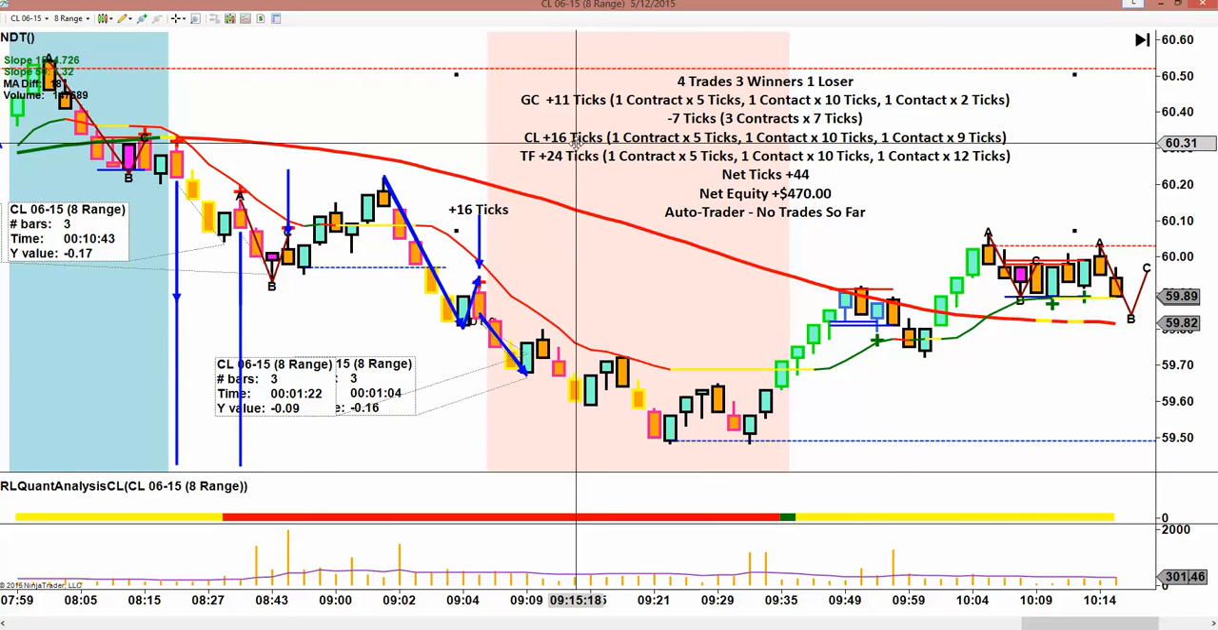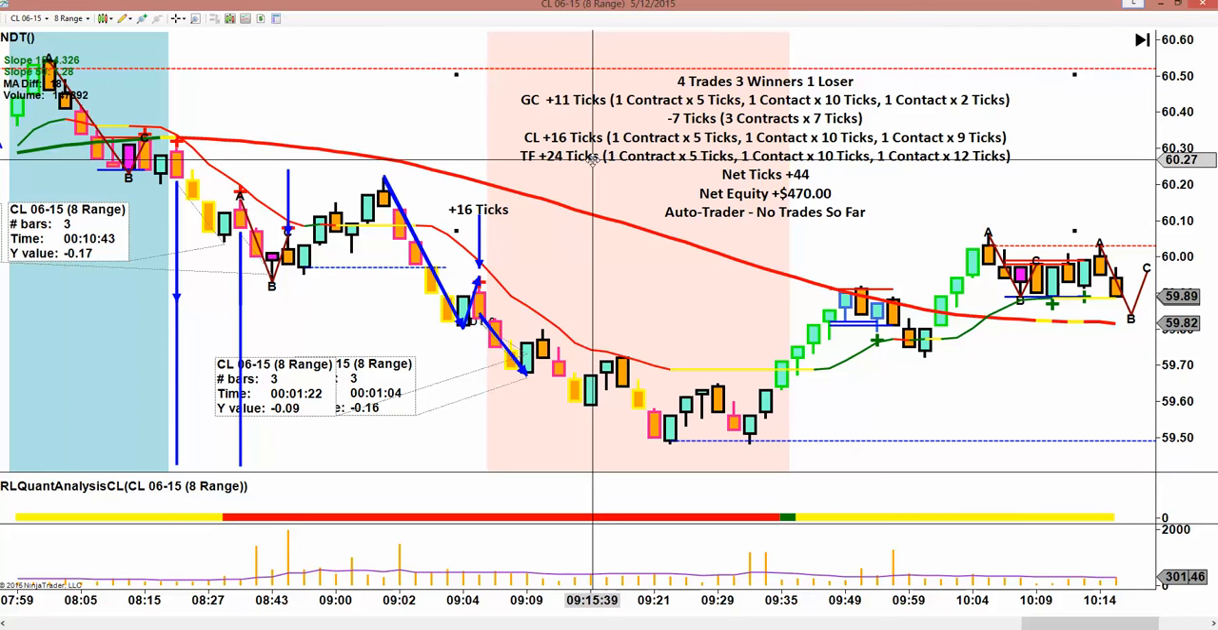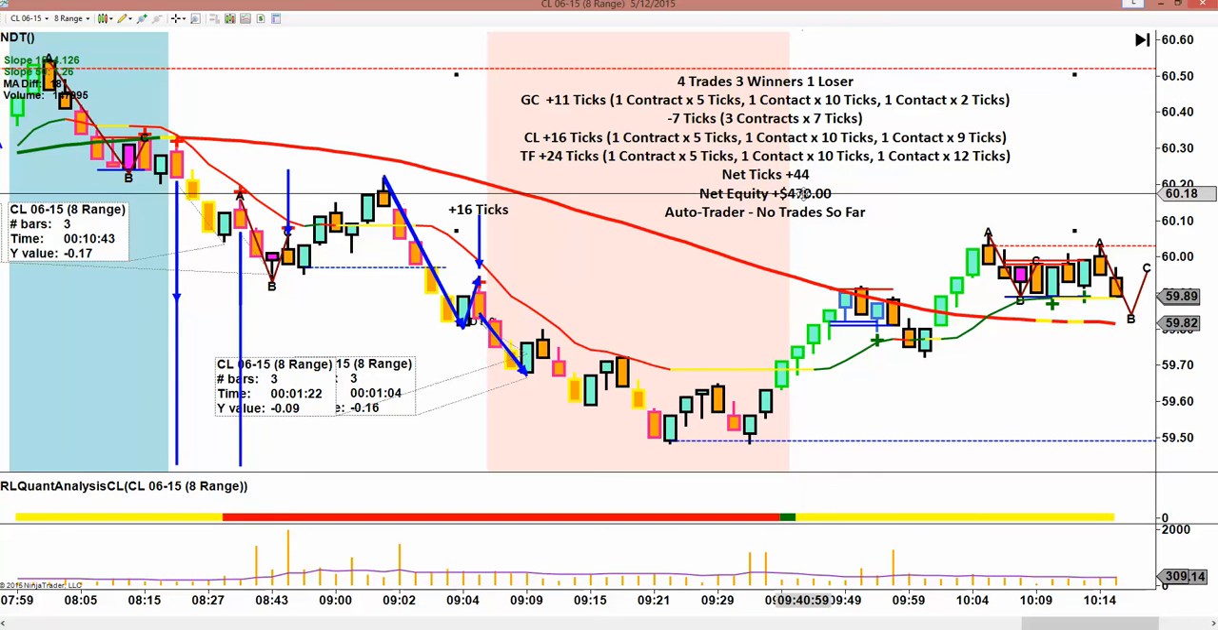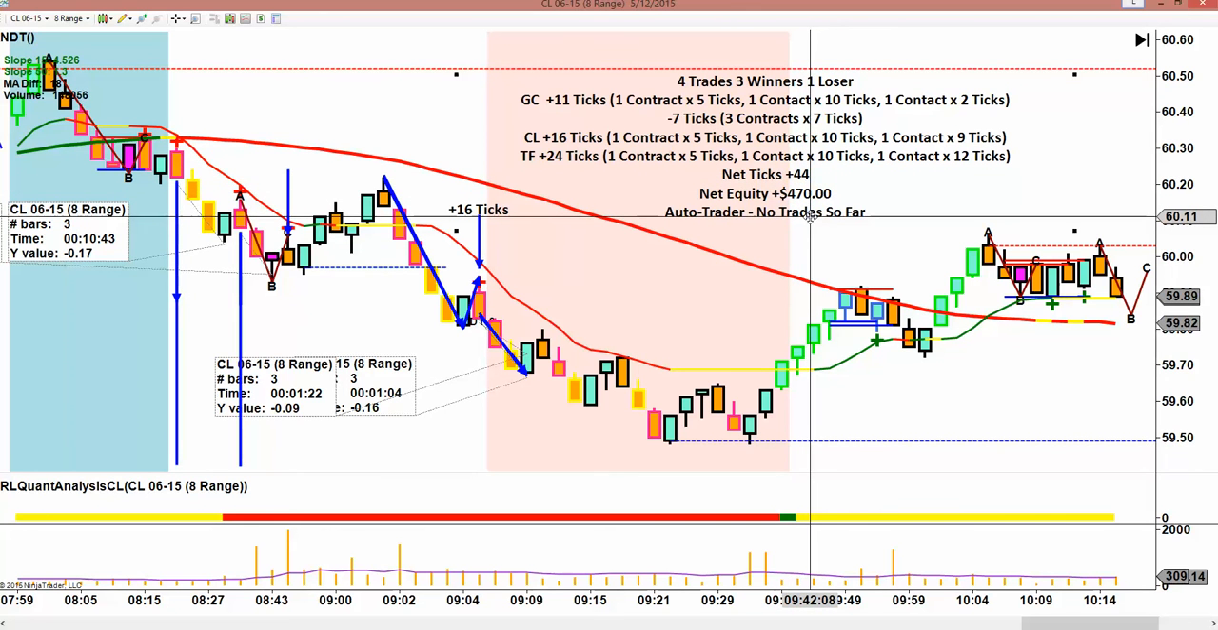Then crude 16 ticks, 1 at 5, 1 at 10, and 1 at 9. Russell 24 ticks, 1 at 5, 1 at 10, 1 at 12. Then net ticks were 44. Net equity was 470. Auto Trader, no trade so far. We're up over $1,000 this week. Yesterday and today, we're up over 1,000. And we're just moving towards a stellar week.